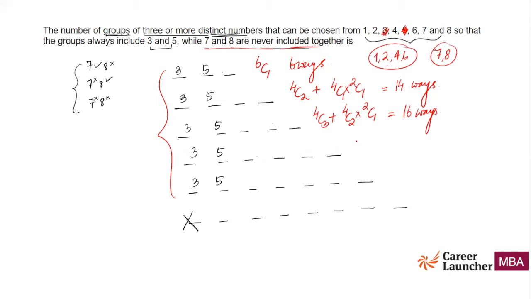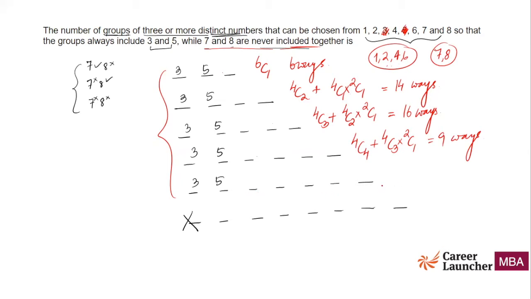Okay, when we have 4 cases, all 4 are from 1, 2, 4, 6, or 3 are from 1, 2, 4, 6 and only one of 7 or 8 may be included. So this is going to be 1, and 4C3 is 4 into 2, 8, 8 plus 1. So this is 9 ways.